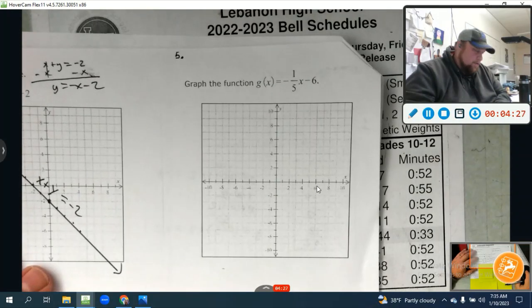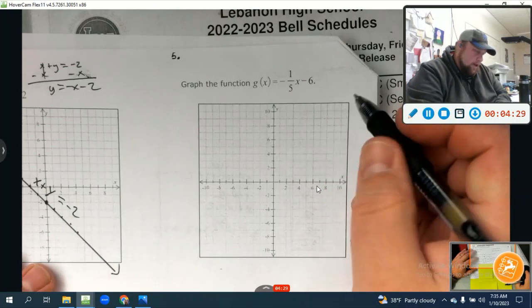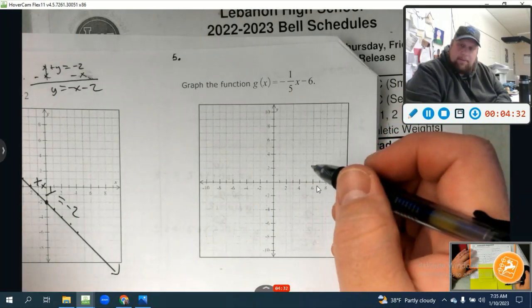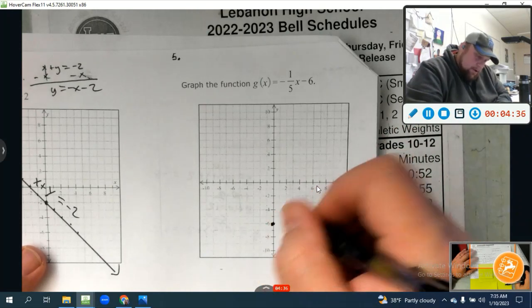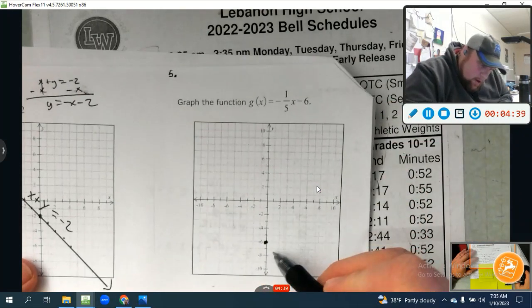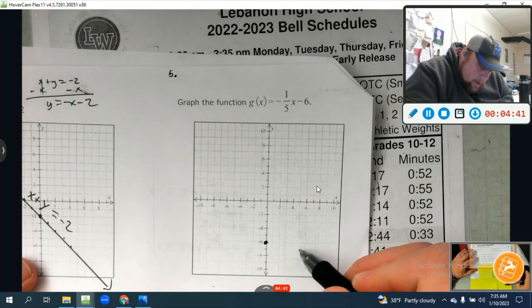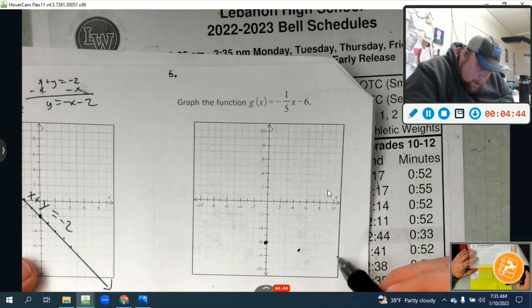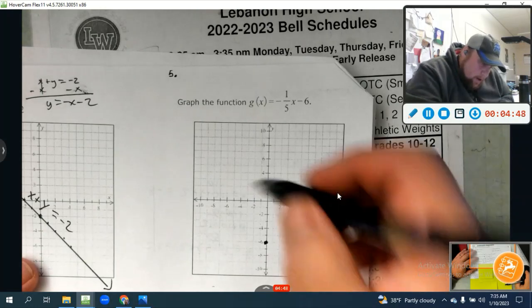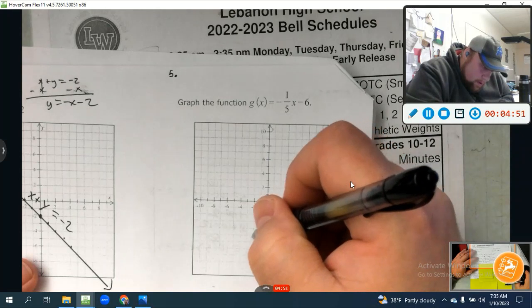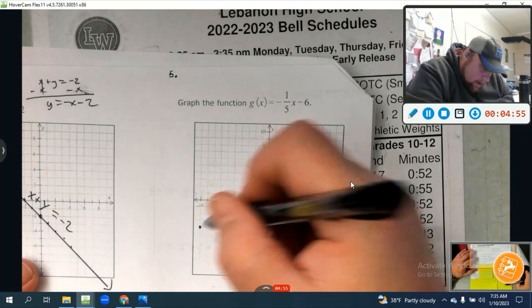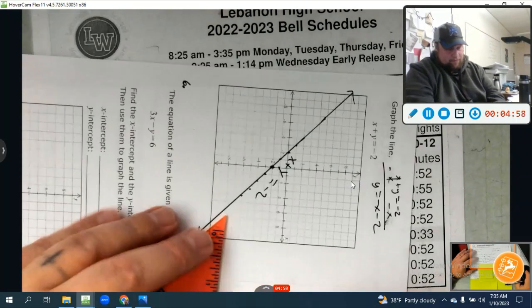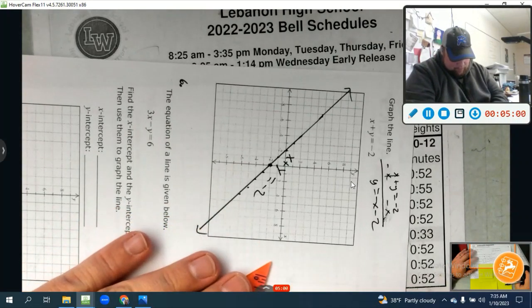All right, let's graph the function. G of x equals negative 1/5 x minus 6. Same, guys. Not even harder. The y-intercept is at negative 6. Slope of negative 1/5 says down 1 over 5. Down 1 over 5, right there. Perfect. And then I can go up 1, back 5. Perfect. Look at that.